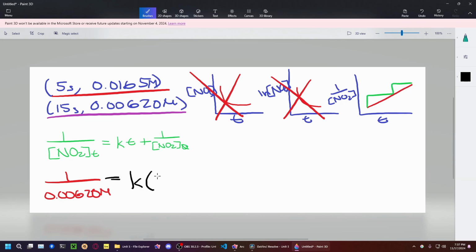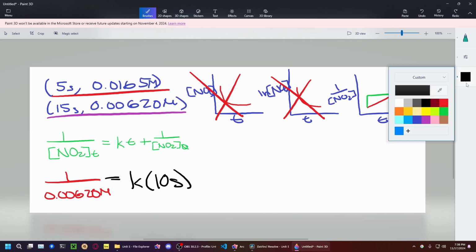Now my T, make sure you don't put 15 seconds here, because 15 seconds is the time that it is 0.00620 molar. That's not the time it takes for it to get from our red to our magenta. So it'll be 15 seconds minus 5 seconds, which is just 10 seconds. So make sure you understand that difference.